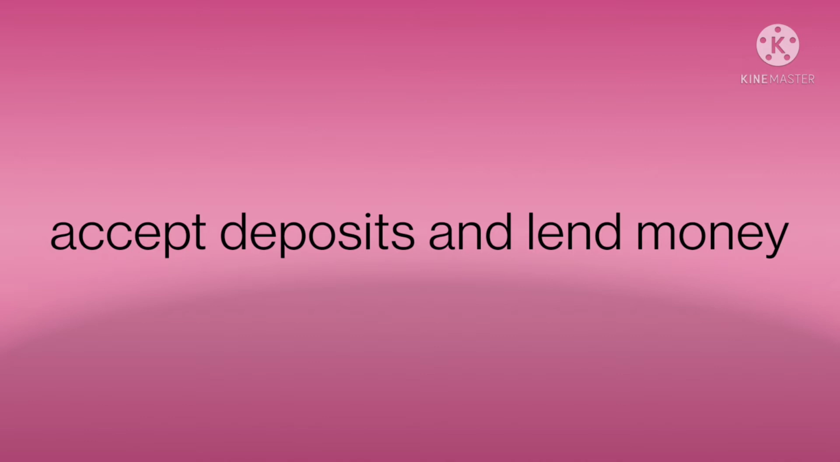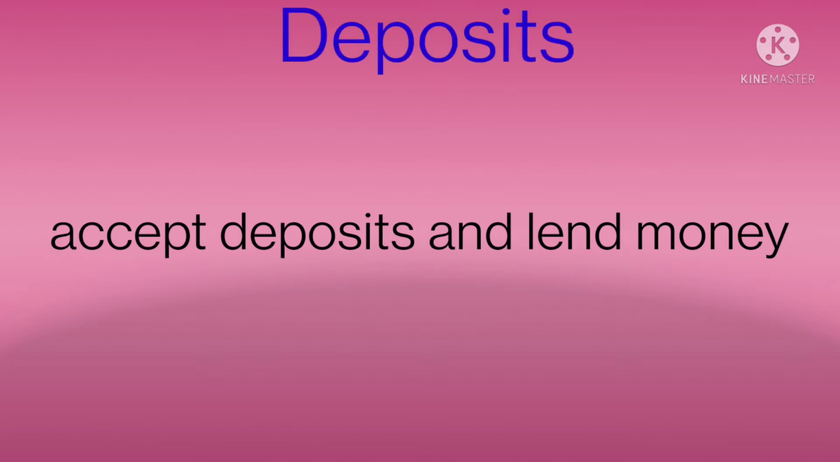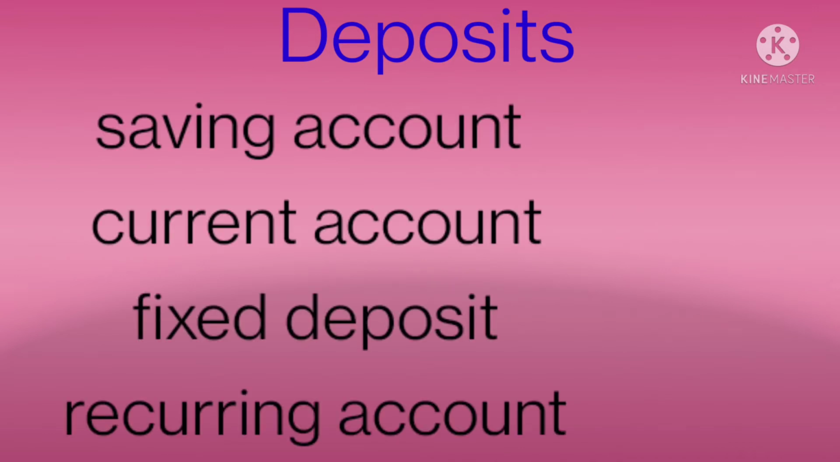In the bank, the main function is accepting deposits and lending money. How are they accepting money? They accept money in different ways, like accepting deposits in the form of a current account or savings account, fixed deposit or recurring account. We have different options. By choosing the best option which is suitable to us, we deposit money into the bank. So the bank accepts money from us.